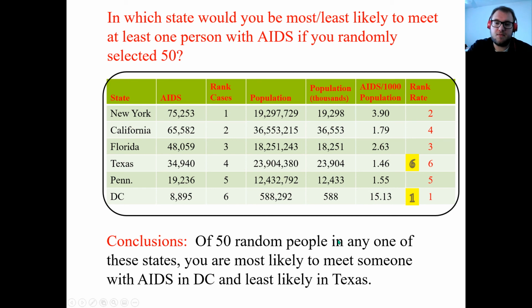So of the 50 random people, here's an official conclusion. Of the 50 random people in any one of these states, you're most likely to meet someone with AIDS in DC and least likely in Texas. And we just talked about that.